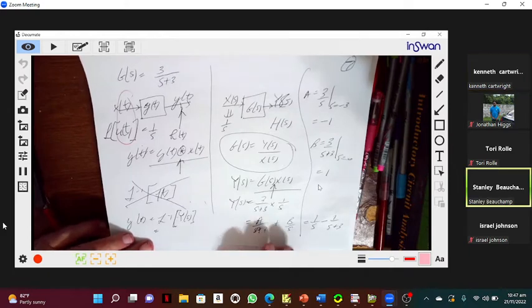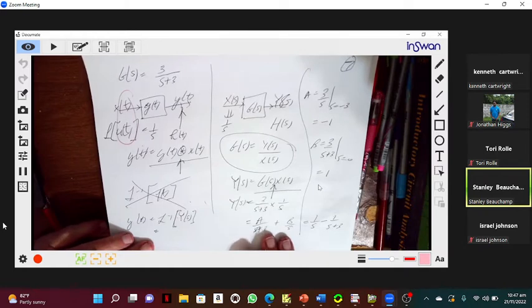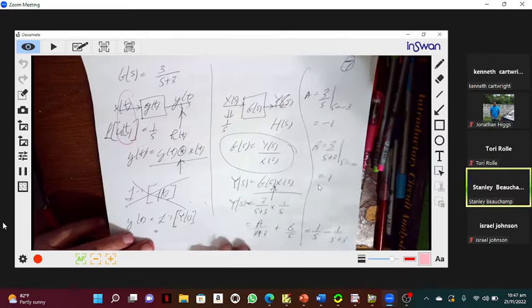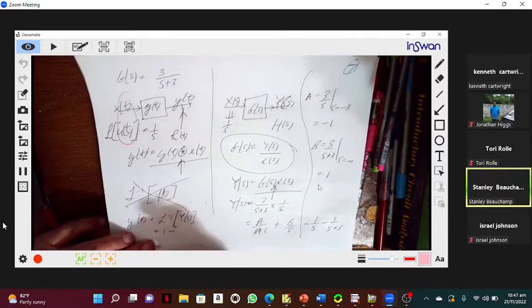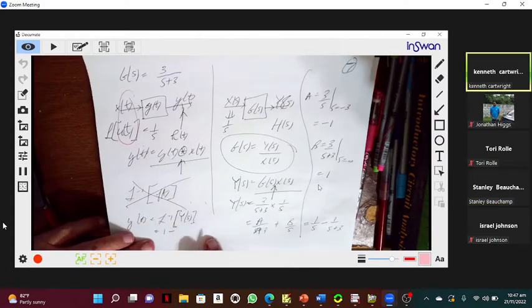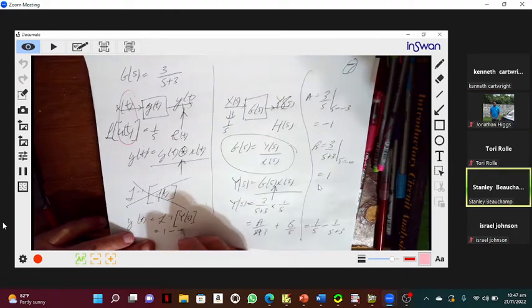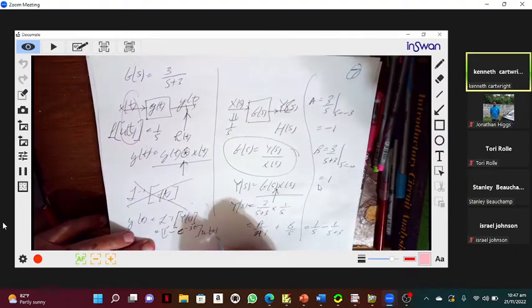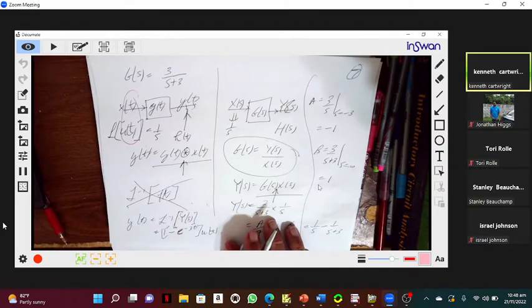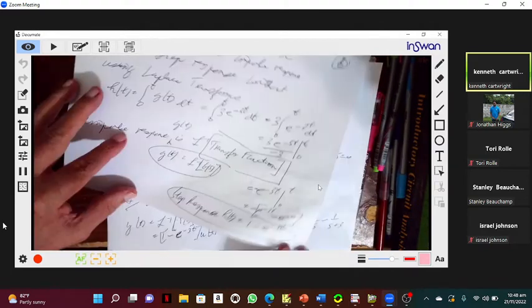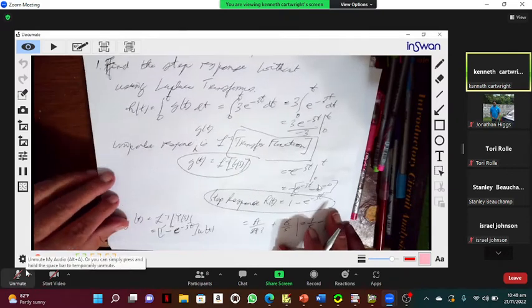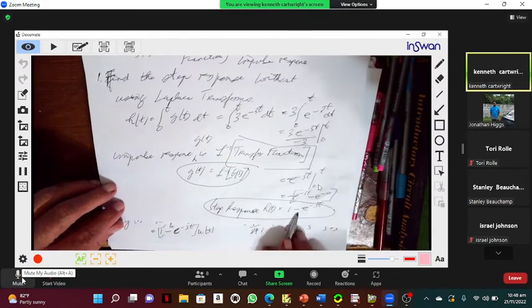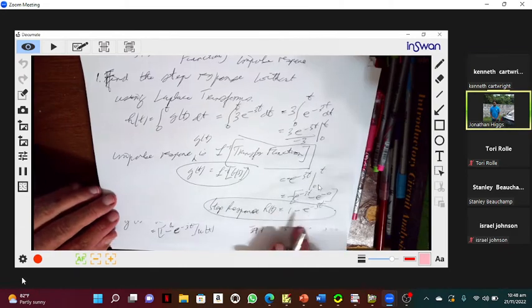So y of t, you'll find me do it, but that'll be 1 minus, or you can put u of t, yeah, I can put that in there at the end, e to the negative 3t. And all of that can be multiplied by u of t. And you see, that's the same answer we got before. See, it's the same answer we got before, except that we did it 2 different ways.